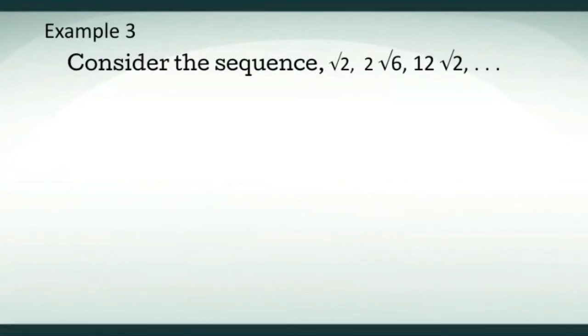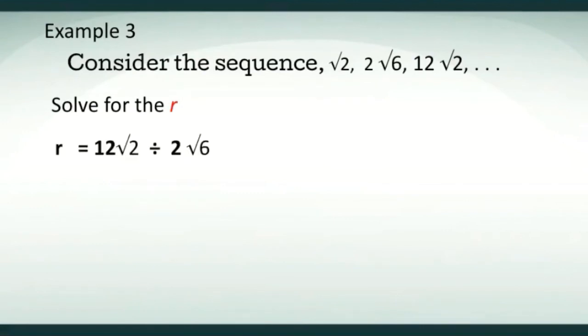Consider the sequence, the square root of 2, 2 times the square root of 6, and 12 times the square root of 2. How are we going to work with square roots? Let's first do the r. Let's solve first 12 square root of 2 divided by 2 square root of 6. What are we going to do first?